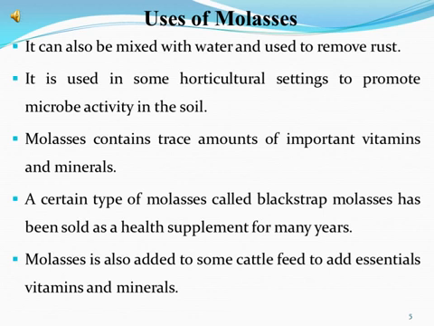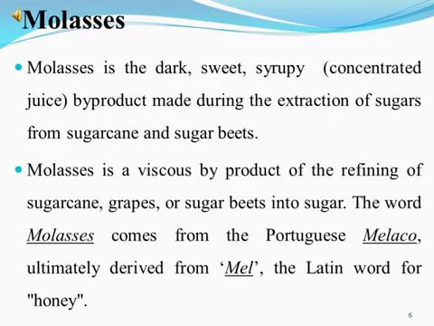Blackstrap molasses is a byproduct of sugar cane's refining process. Molasses is the dark, sweet, syrupy, concentrated juice byproduct made during the extraction of sugars from sugarcane and sugar beets.